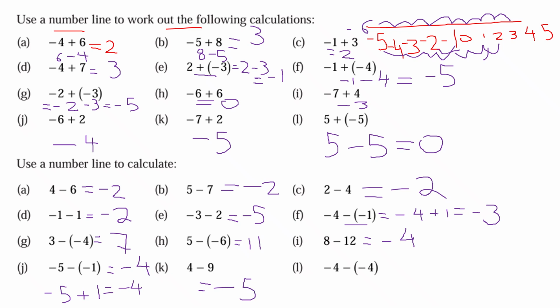And last up, minus 4 minus minus 4, that becomes minus 4 plus 4, so minus 4 add 4, and I get to 0. Think of it as, I've got minus £4 in the account, and I deposit £4, that takes me back up to 0, so that answer is 0.